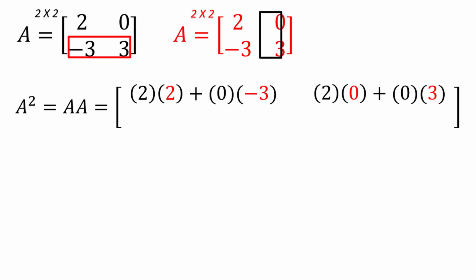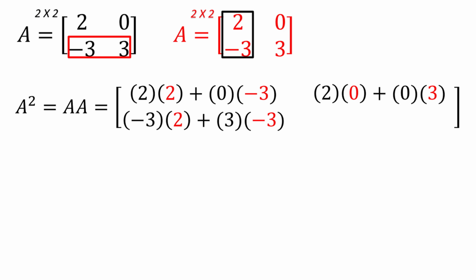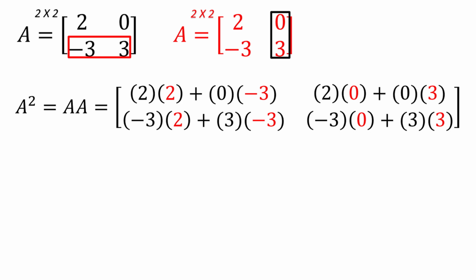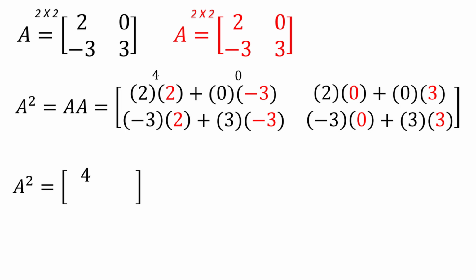Then we have the second row, first column. We have negative 3 times 2 plus 3 times negative 3. Finally, we have the last row, last column. We get negative 3 times 0 plus 3 times 3. Simplifying, we have 4 plus 0, which is 4, 0 plus 0, which is 0, negative 6 plus negative 9, which is negative 15, and 0 plus 9, which is 9. A squared is equal to the matrix with the components 4, 0, negative 15, and 9.